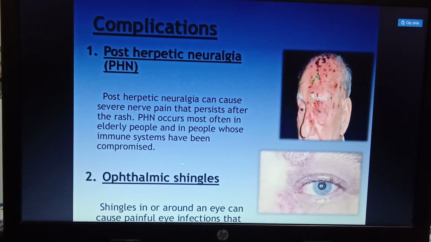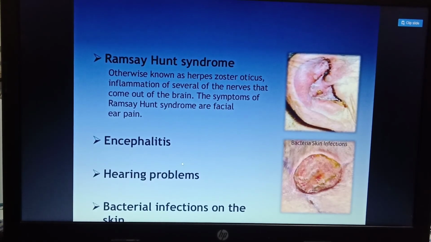And the ophthalmic shingles, where you can see in the picture, so around the eye you will have painful eye infections and develop complications from this. And the next one is Ramsay-Hunt syndrome. Ramsay-Hunt syndrome means inflammation of the nerve, and it is going to damage your brain and nervous system, and that is going to lead to facial and ear infections.